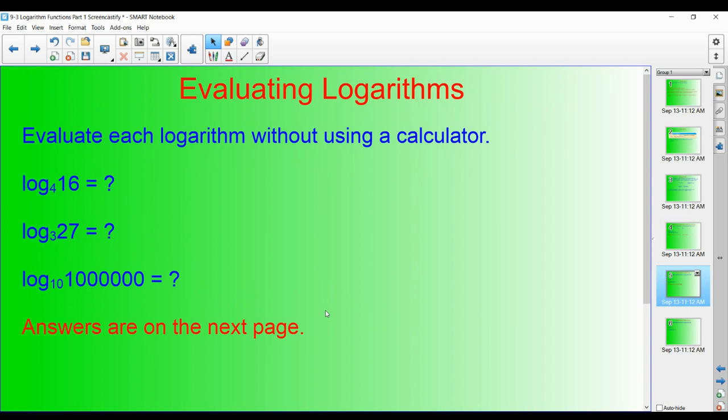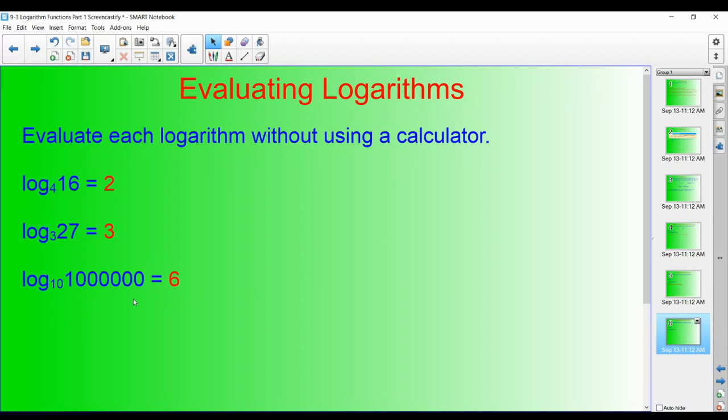So now we can evaluate some logs. And since your calculator only has a base 10 button when you hit log, we have to understand what these questions are asking. So this question is asking 4 to a certain power equals 16. 3 to a certain power equals 27. And 10 to a certain power equals this really big number, which looks kind of like a million. So the answers, 4 squared equals 16. So log base 4 of 16 equals 2. 3 cubed equals 27. And 10 to the 6th power equals 1 million because there's 6 zeros.